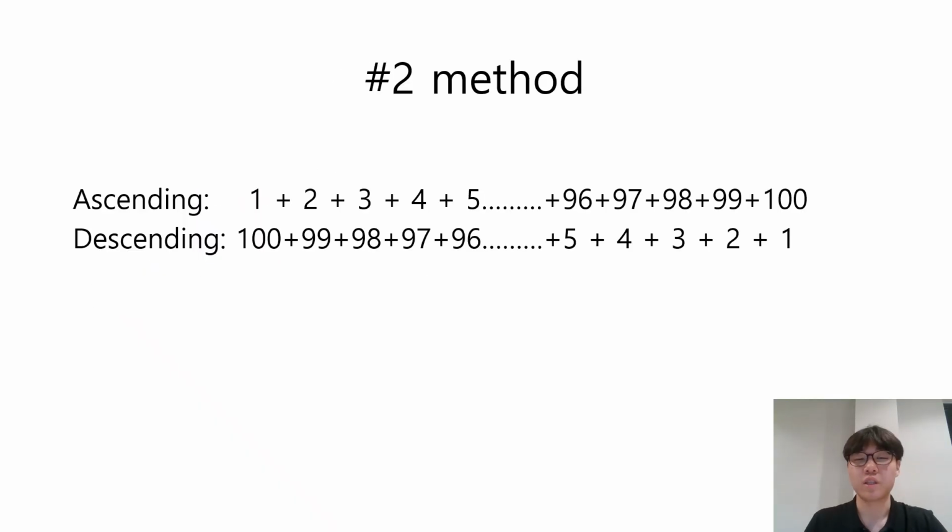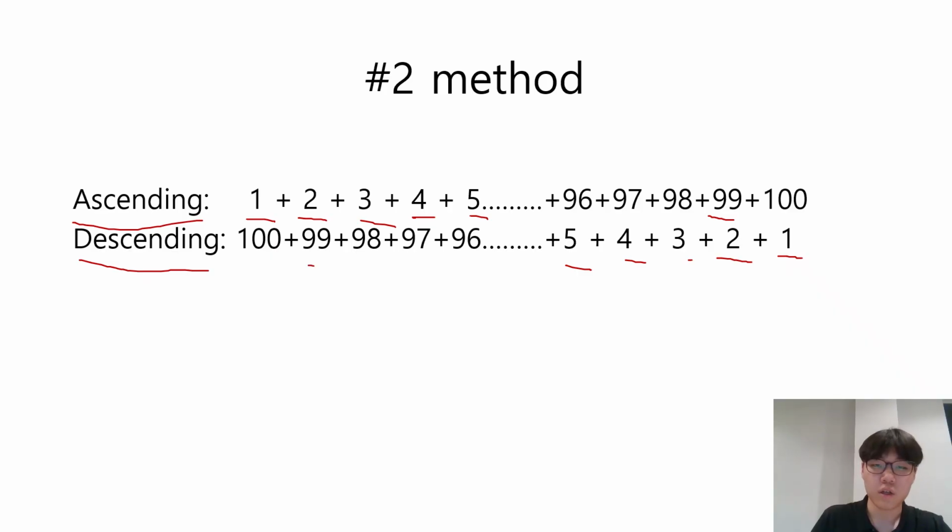So the second method is adding two arrangements and dividing by 2. We need to place two arrangements. The first arrangement is in ascending form, and the second arrangement is in descending form. If we observe carefully, the first term of the ascending arrangement corresponds to the last term of the descending arrangement, and the second term of the ascending arrangement corresponds to the second last term of the descending arrangement, as well as the third, fourth, fifth, and it goes to 99, 100.